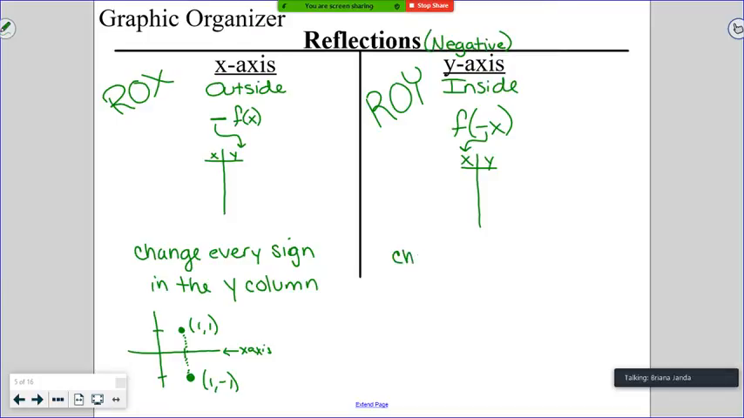So I would go change every sign in the x column. Inside changes our x column, outside changes our y column, always. Doesn't matter what it is, reflections, later multiplications, that rule will always stand true. Any questions for me so far?